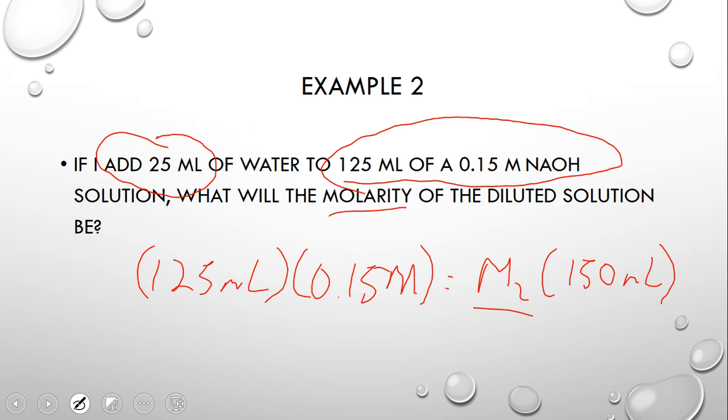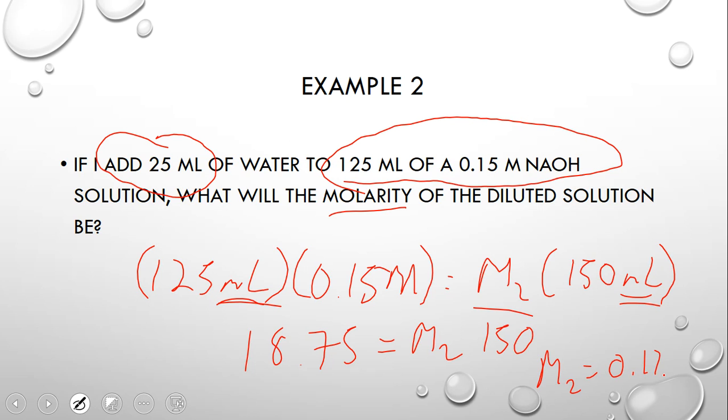Now again, you're just going to solve for this variable. So you multiply 125 times 0.15, and that gives you 18.75. And that's going to equal M2 times 150. These units are milliliters. These units are milliliters, so they're going to cancel. It's okay. 18.75 divided by 150 gives us 0.125. So M2 is equal to 0.125, and that unit is molarity, M.